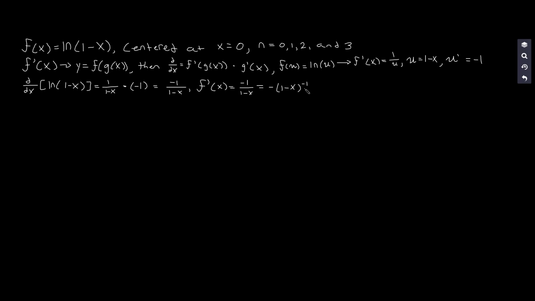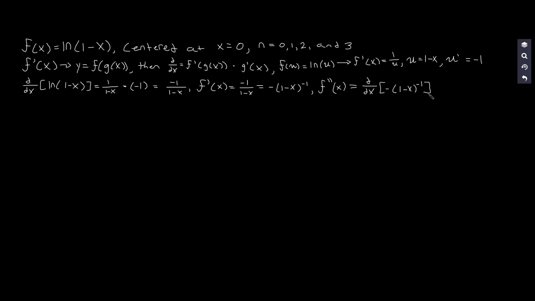So now we want to find what is f double prime of x? Like what even is that, right? And so to find the second derivative, we're going to have to take the derivative of the first derivative. And so this is going to be, I'm just going to stick this in the brackets here, 1 minus x raised to the power of negative 1.